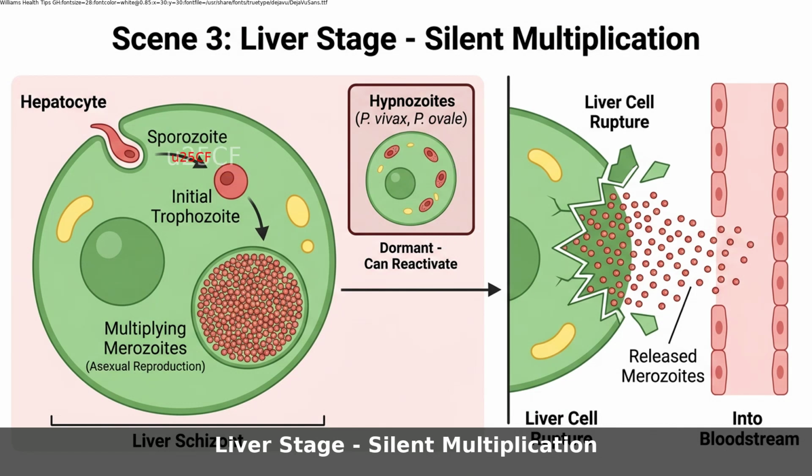Although the disease begins with a tiny mosquito bite, it quickly becomes a complex battle involving the liver, red blood cells, the immune system, and multiple organs. Let's follow the parasite's journey step by step.